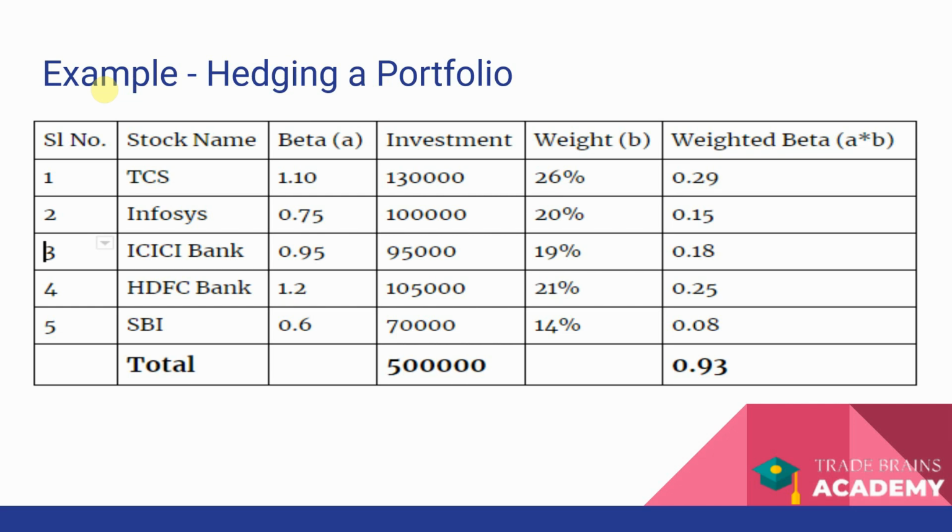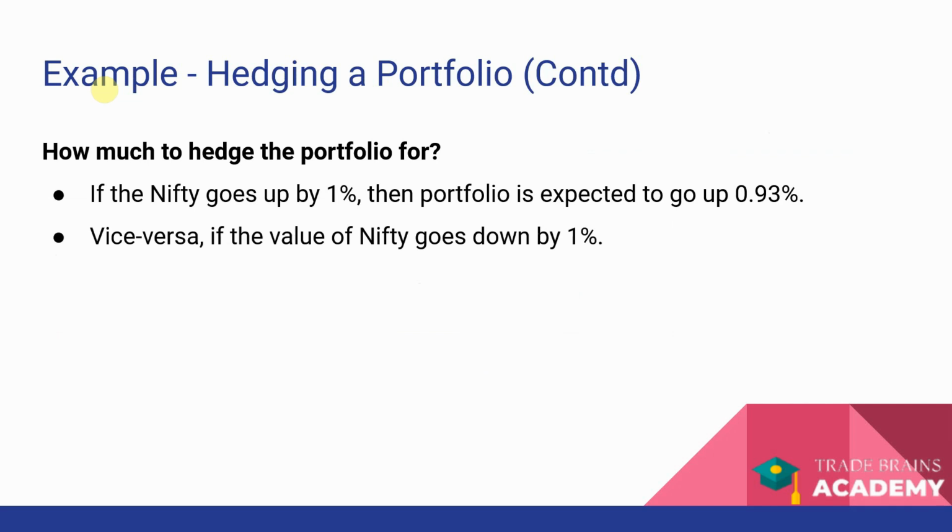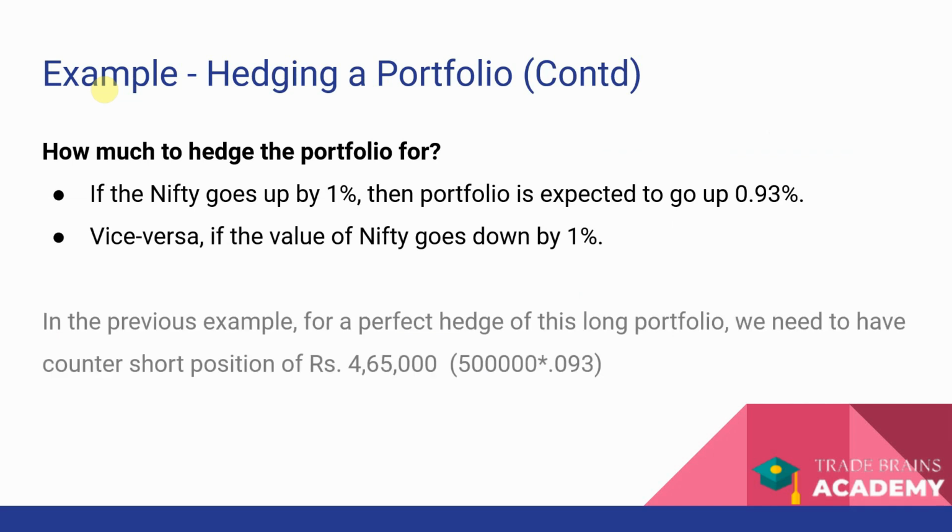Now the next point which would come into my mind is how much of the amount I have to hedge for this portfolio of 5 lakh rupees. So that is simple. If the Nifty goes up by 1%, the portfolio is expected to go up by 0.93%, and if the Nifty comes down by 1%, the portfolio is expected to come down by 0.93%. So for a complete hedge of the portfolio, we simply have to multiply the portfolio by the beta, and we get the value of the hedge amount which has to be used for the portfolio, which is 4,65,000 here.